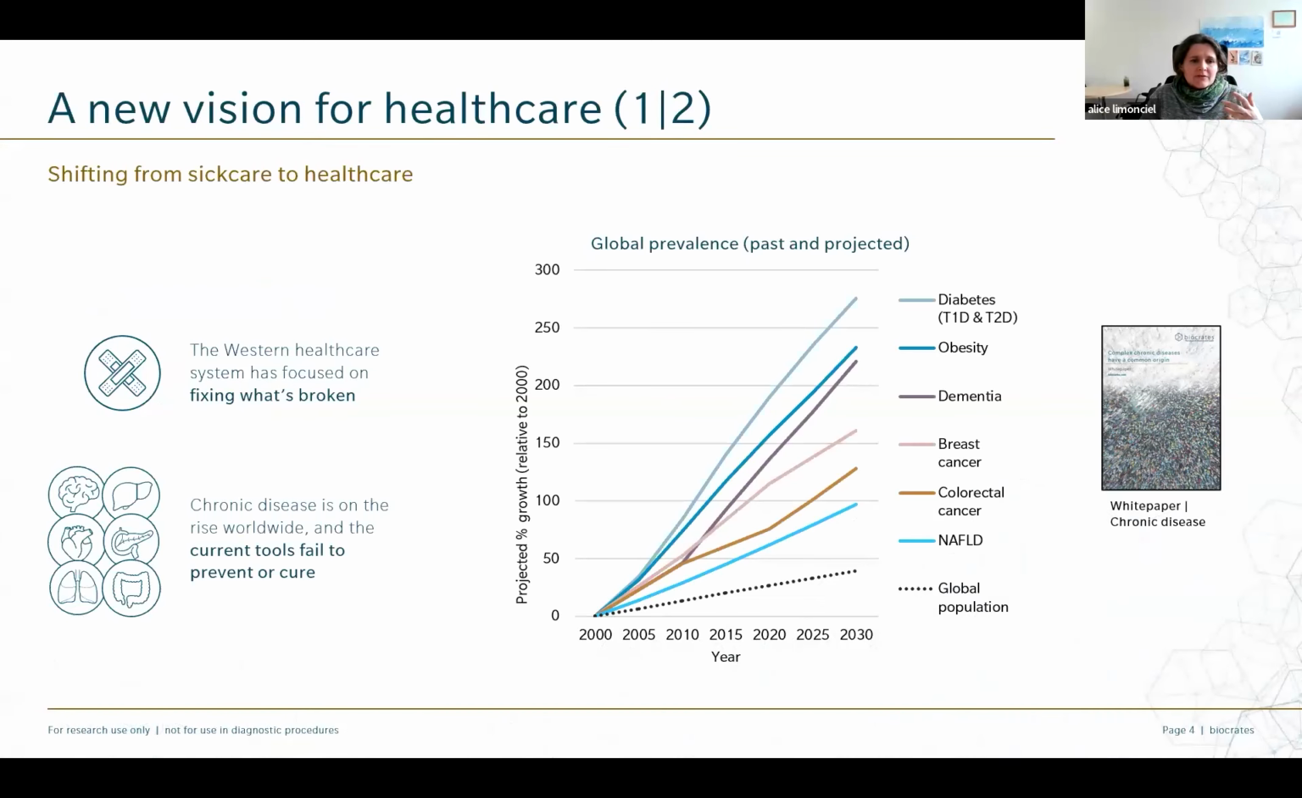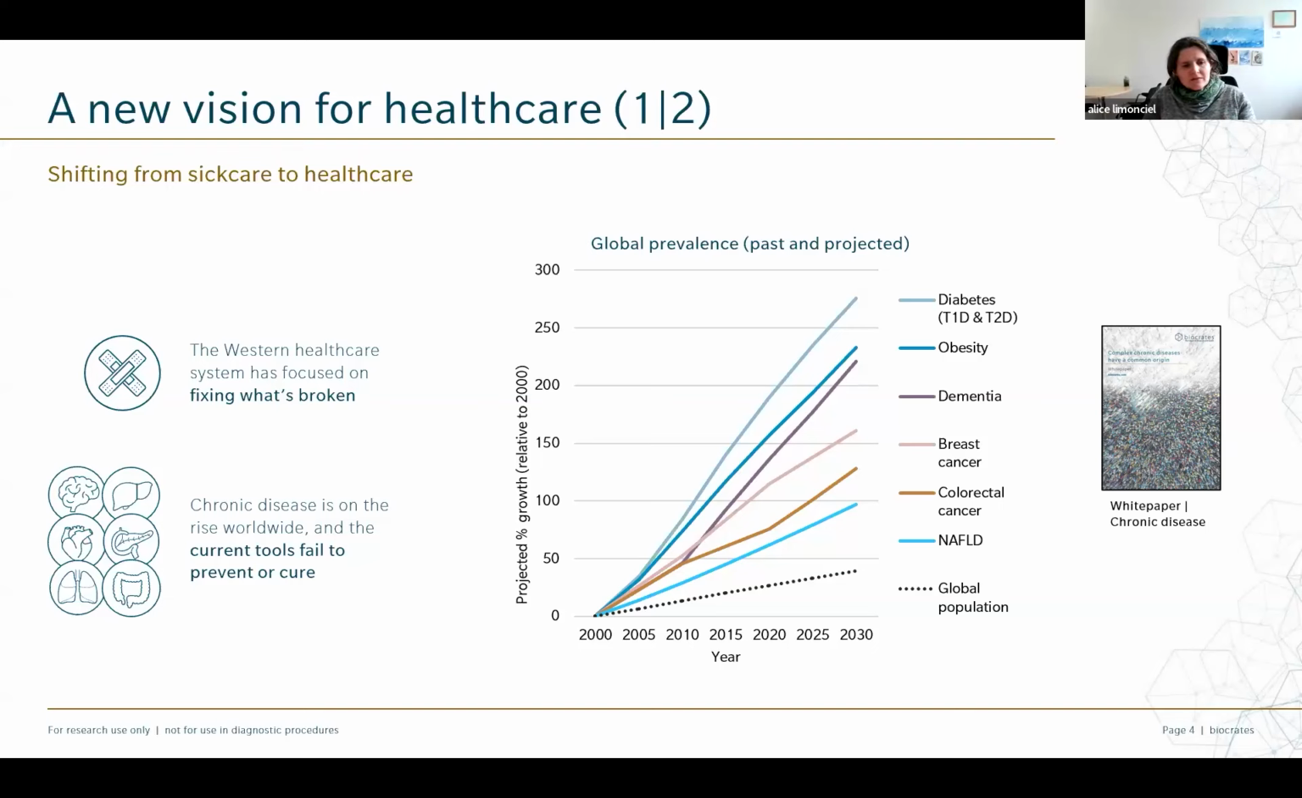If we think of our healthcare systems, and especially in the Western world, these systems have focused on fixing what's broken. And this is a concept that is discussed. A lot of people already see this in our own experience of these healthcare systems and of medicine. We're really good at fixing broken bones. We're really good at treating infection for the most part. We understand how these mechanisms work, and we've developed good strategies to fight them.